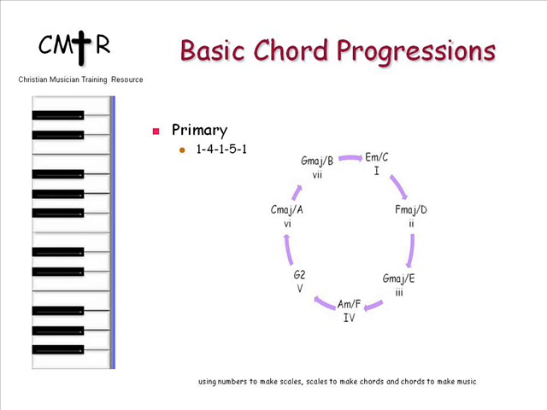This progression moves from the 1 to the 4, back to the 1, to the 5, and then to the 1 again. It's a very basic progression. You'll find it used in old hymns, songs like Days of Elijah, 'Tis So Sweet to Trust in Jesus, and there may be some slight variations to the chords, but the basic progression is the same. You see the chords laid out in a circle, starting with the 1, going sequentially through the 7th back to the 1.